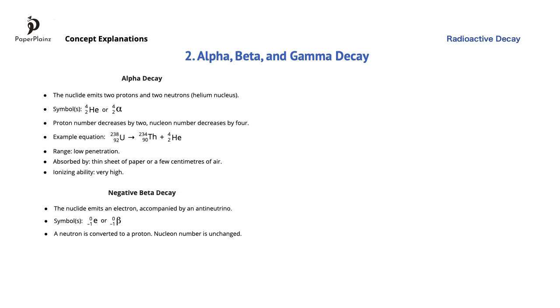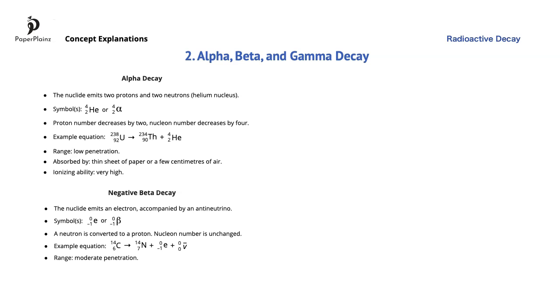During negative beta decay, a neutron is converted to a proton. Nucleon number is unchanged. An example decay equation for negative beta decay looks like this. The last symbol in the equation, 0, 0 and a V with a small dash on top of it, represents the antineutrino. A beta particle is much lighter than an alpha particle, and it has a charge of -1.